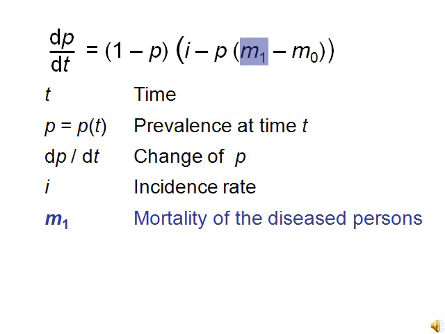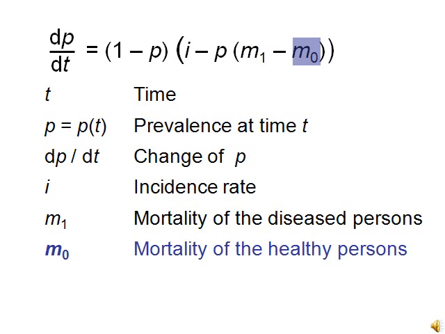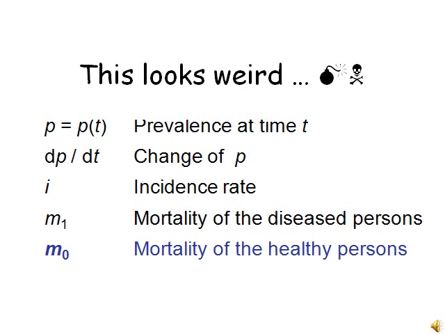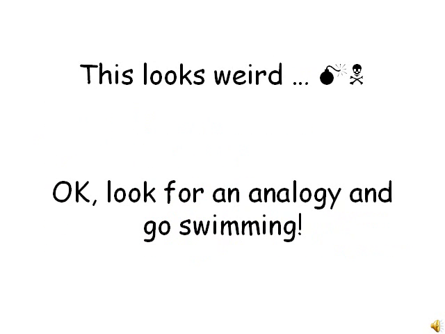Furthermore, we need two mortality rates. M1 is the mortality rate of the diseased persons and M0 is the mortality rate of the persons without the disease. This looks weird, so I want to explain this by an analogy.